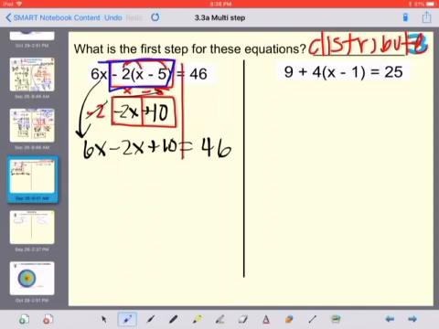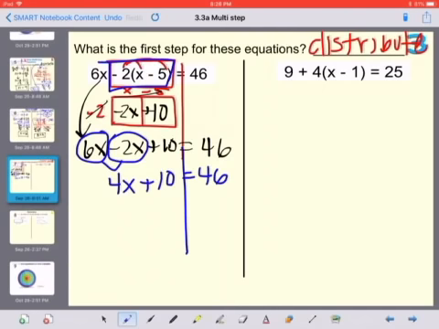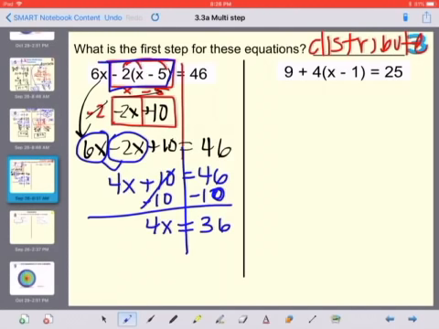Now, just like the last one, we can combine our like terms. 6x and negative 2x. 6 minus 2 is 4, so we have 4x plus 10 equal to 46. And then undoing our order of operations, getting rid of adding and subtracting, subtract 10. 10 minus 10 is 0. 4x equals, 46 minus 10, 36.